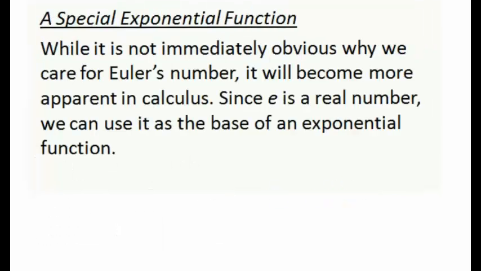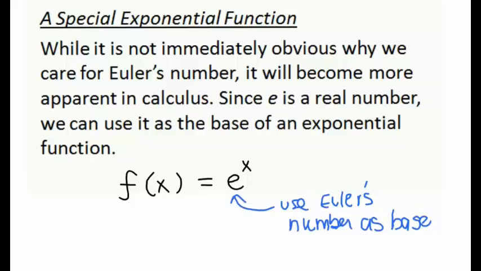Now, based on what we saw earlier, it's not really immediately obvious why we care about such a number like Euler's number. This is something I really can't motivate in pre-calculus, but it does become a bit more apparent in calculus. It turns out that this number just happens to be the best choice as the base for an exponential function. Since e is roughly equal to 2.71, it's a real number, and we can define an exponential function as follows. We might say the natural exponential function is called e to the x. So here we take that special number called Euler's number and we use it as the base of our exponential function.